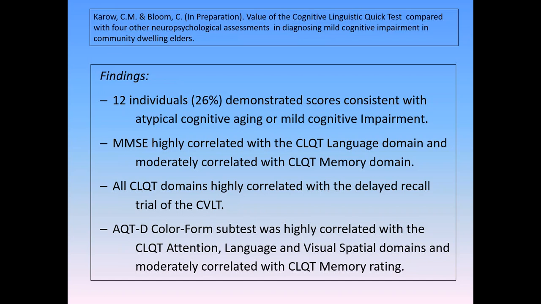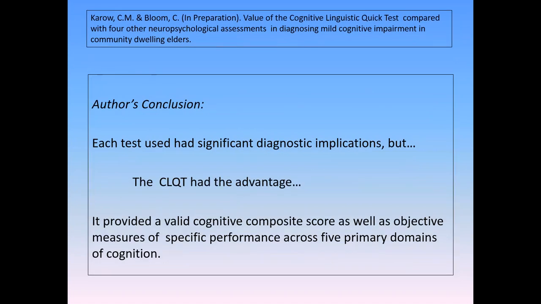And the AQT color form subtest was highly correlated with the CLQT attention, language, and visual spatial domains, and moderately correlated with the CLQT memory rating. So they conclude each test used had significant diagnostic implications, but the CLQT has the advantage. It provided a valid cognitive composite score as well as objective measures of specific performance across five primary domains of cognition.